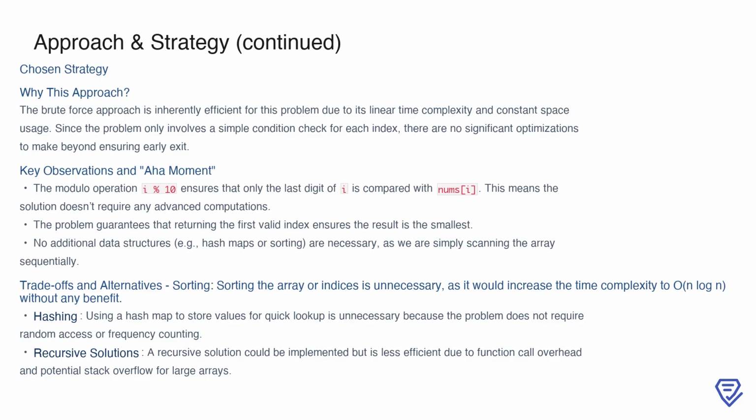Additionally, because the problem guarantees that returning the first valid index ensures it is the smallest, there's no need for any additional data structures or sorting. Alternative strategies, such as sorting or hashing, would only add unnecessary complexity and increase the time or space requirements without any advantage. For example, sorting the indices would increase the time complexity to O(n log n), and a hash map would consume extra space without improving performance. Recursive solutions are also unnecessary, as they introduce overhead and potential stack limitations. Thus, the simplicity of our chosen method makes it the most effective solution.